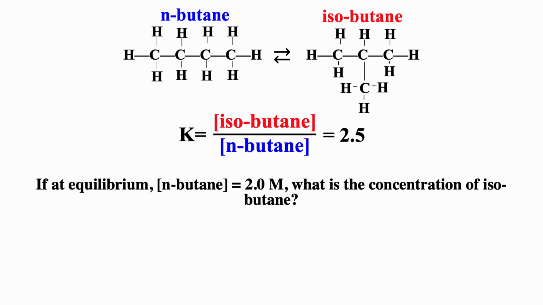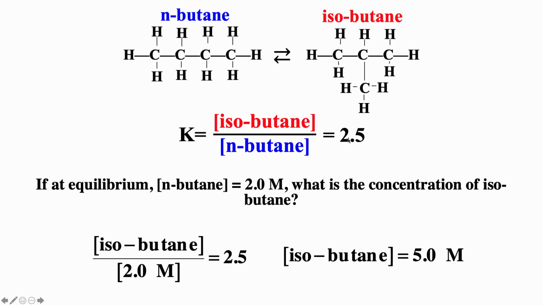If we look at another question, if at equilibrium N-butane is 2 moles per liter, what's the concentration of isobutane? We do the same thing. Isobutane is going to be equal to N-butane times 2.5. And so this tells us that isobutane would be 5 moles per liter in that case. And so again, the equilibrium expression tells us the ratio. So this tells us that the ratio of isobutane over N-butane at equilibrium is 2.5. It does not tell us the absolute concentrations. To determine the absolute concentrations, we have to have more information.